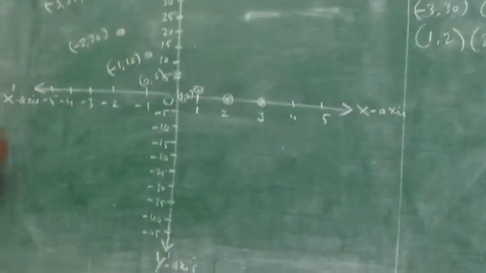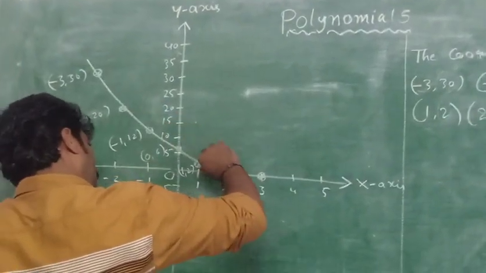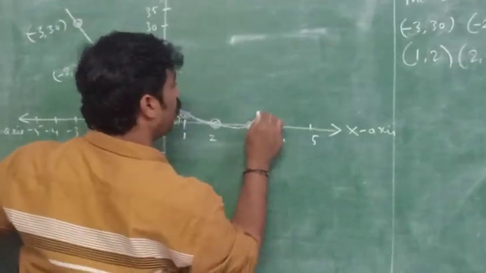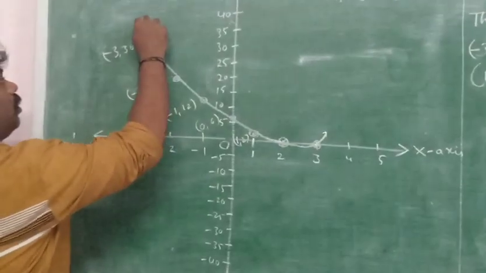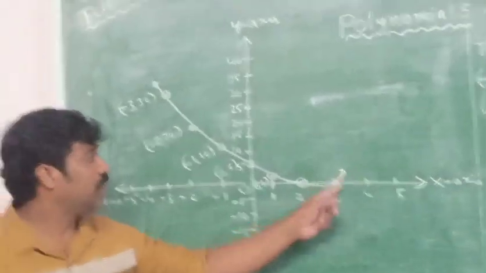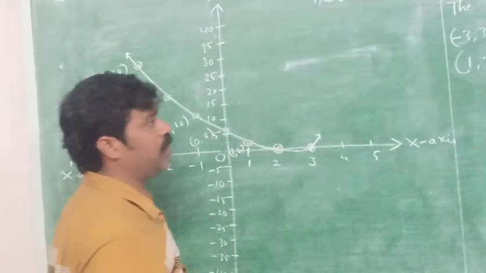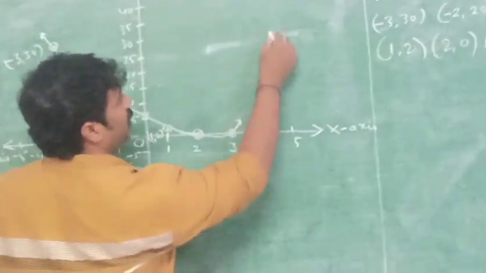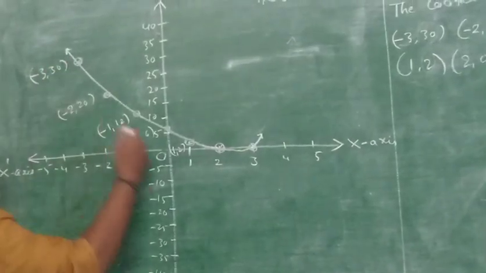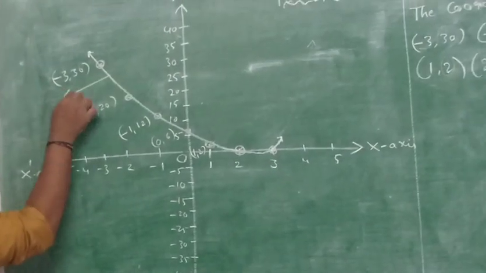If we join all these points, then we will get a curve like this. If we join all the points, we will get a graph which is a curve. And if we substitute different values, then again this line will be extended like this. Approximately you will get it like this. If you observe, this graph is like a U shape. This U shape we call a parabola.